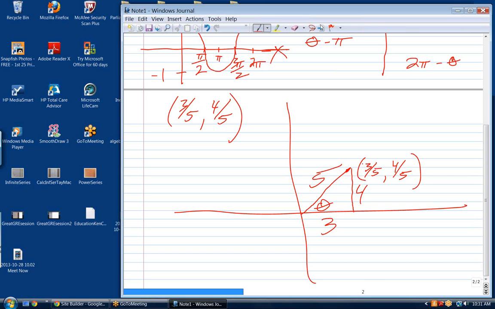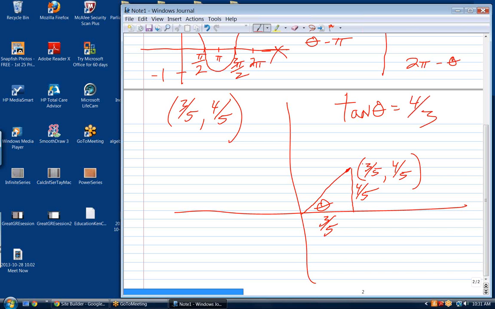You know what? Let's do this a different way. I don't like the way I did that. We know that this is 3/5. We know that this is 4/5. Let's use the Pythagorean theorem. Well, first of all, that tells us the tangent instantly. So what is the tangent of theta? 4/5 over 3/5. 4/3.